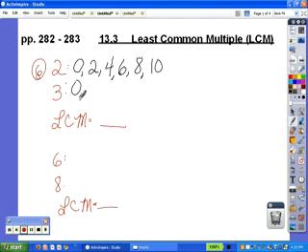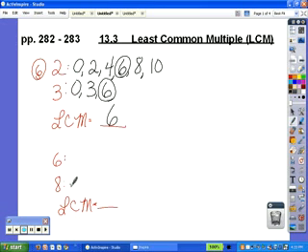3 times 0 is 0, 3 times 1 is 3, and then we have to check to see if there's a match. And there is no match in the multiples of 2. 3 times 2 is 6. 6 has a match here in the multiples of 2. 6 is the smallest multiple they share besides 0, so that would be the least common multiple.